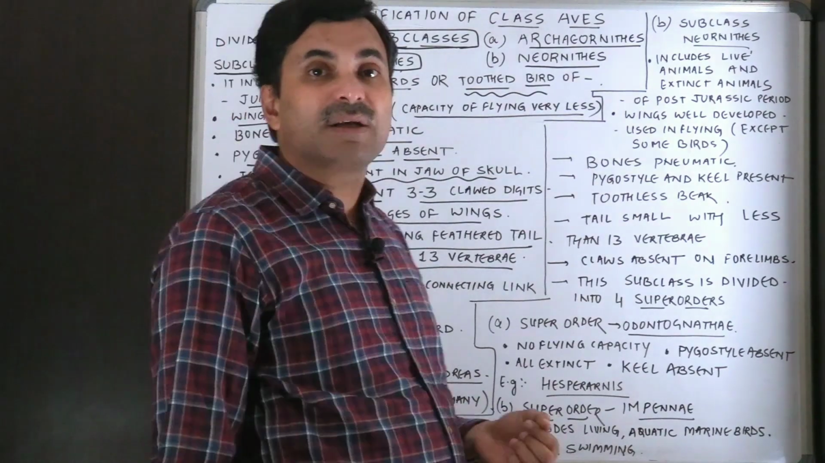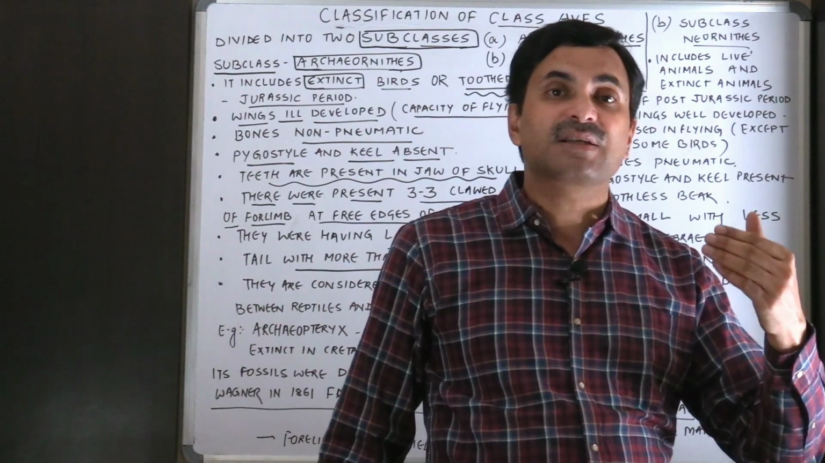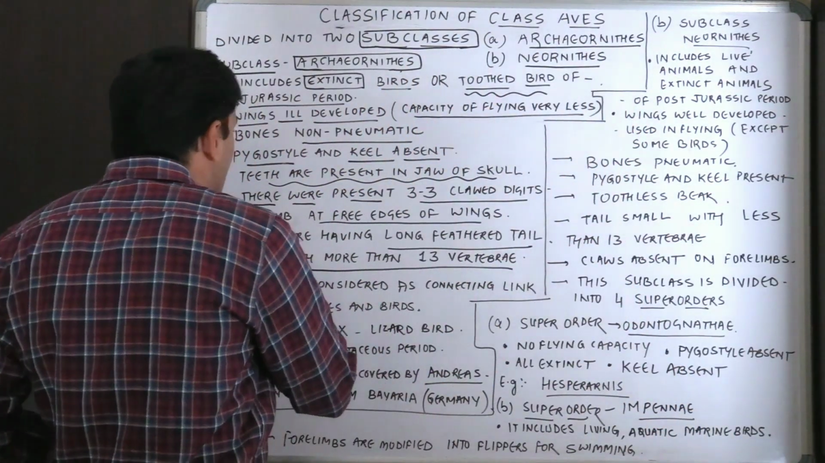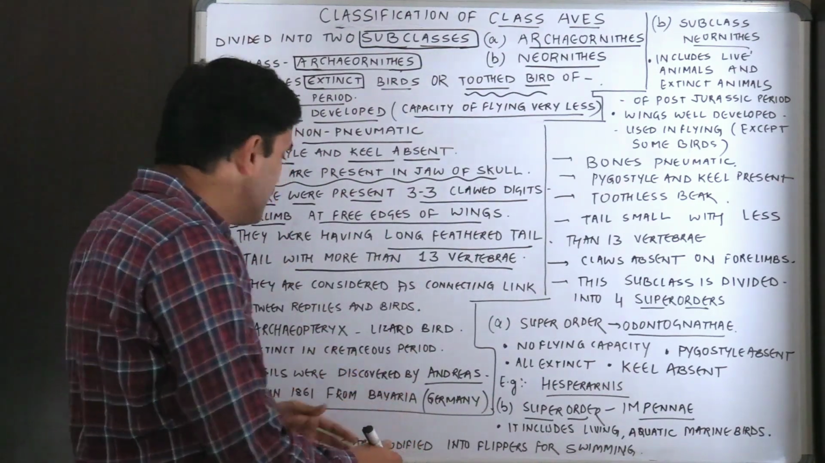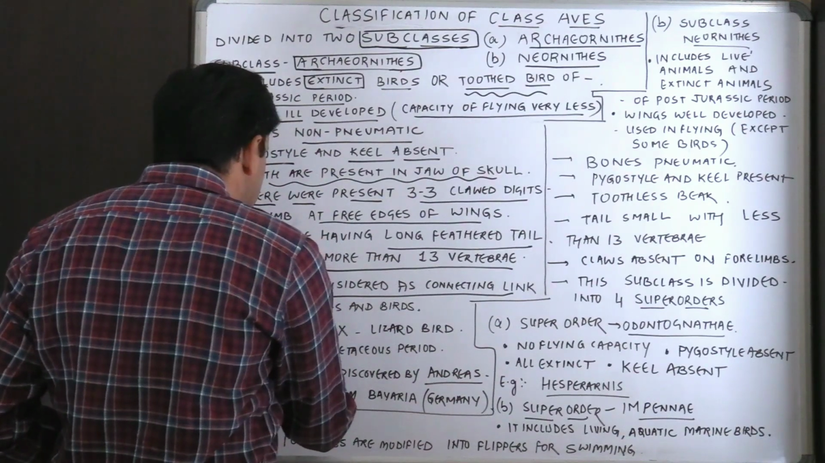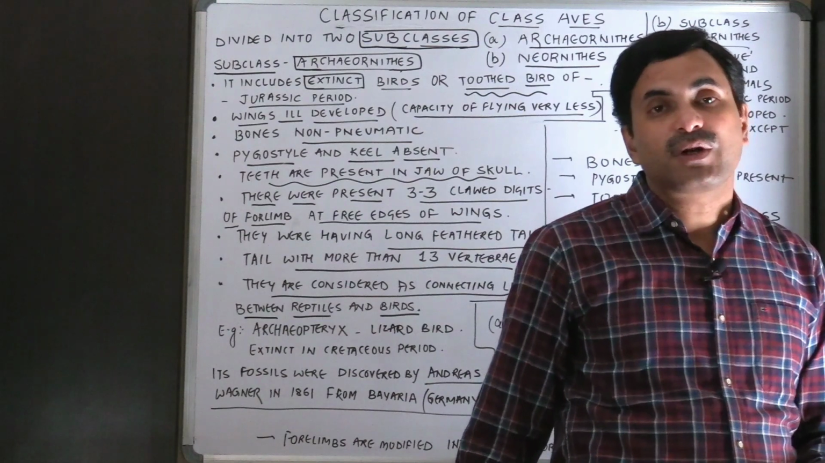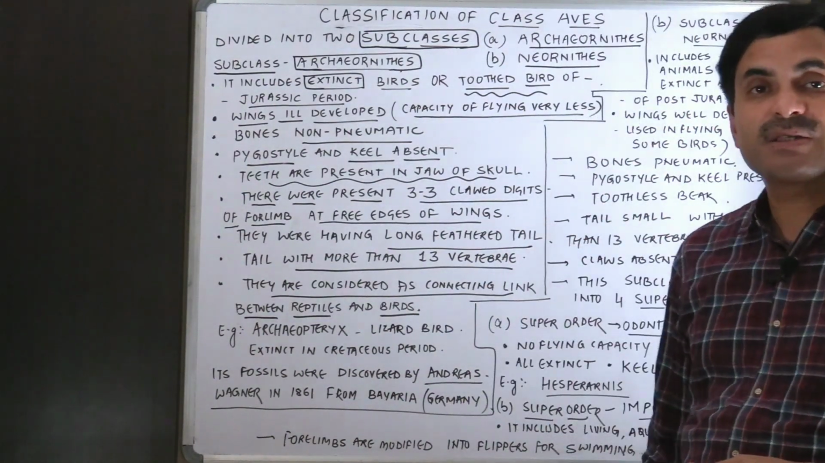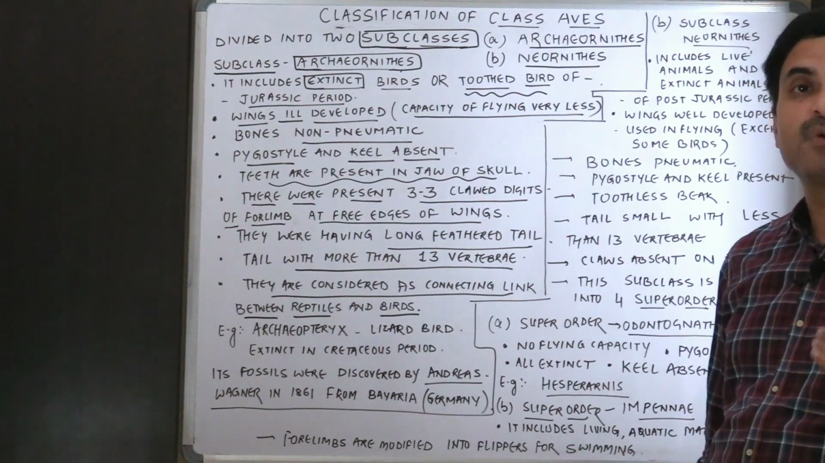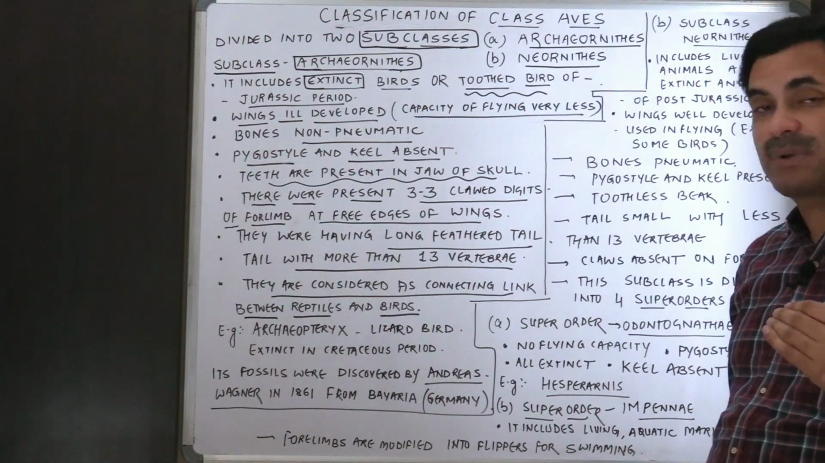Tail was having more than 13 vertebrae. But in modern birds you will see that the tail is having less than 13 vertebrae, and because of these following characters, they are considered as a connecting link between the reptiles and the birds. Why are they called the connecting link? Because they have few characters of the reptiles and few characters of the birds, and therefore they are considered a connecting link between reptiles and birds.